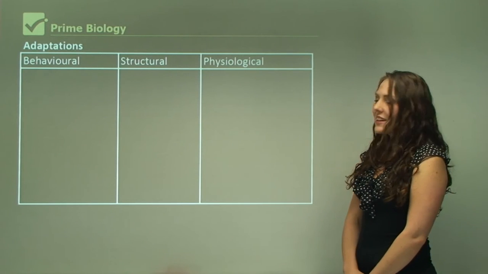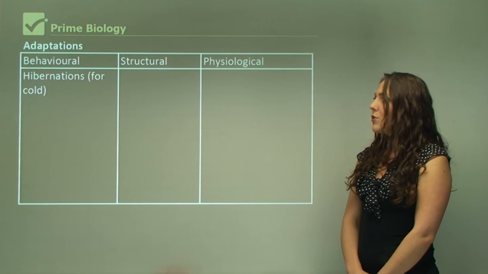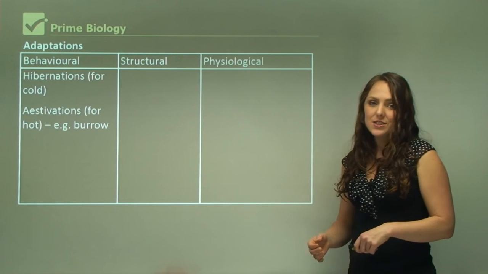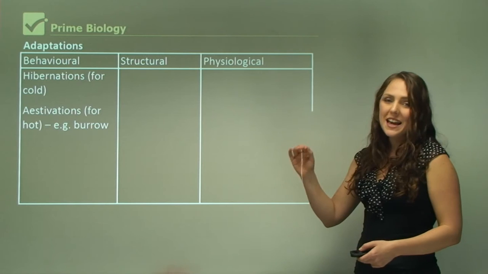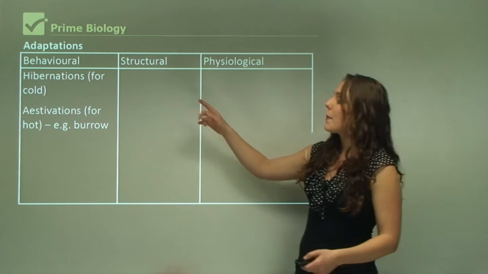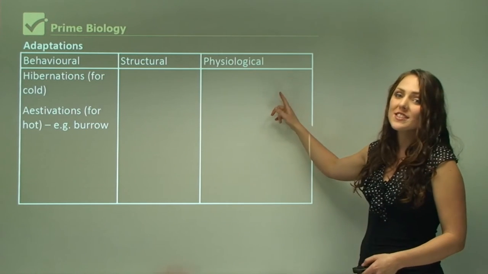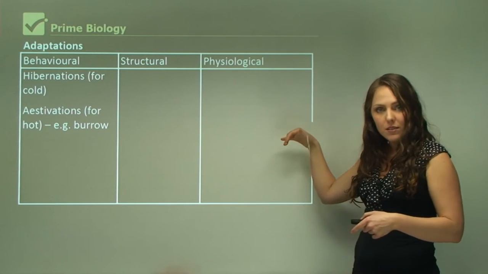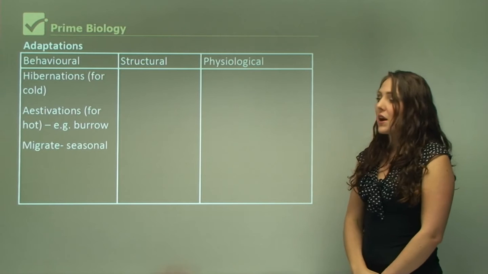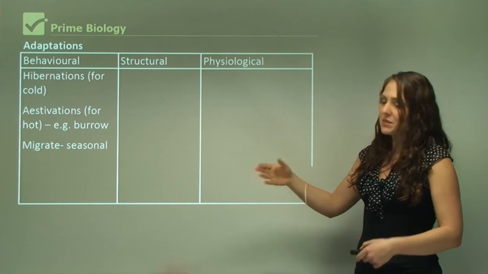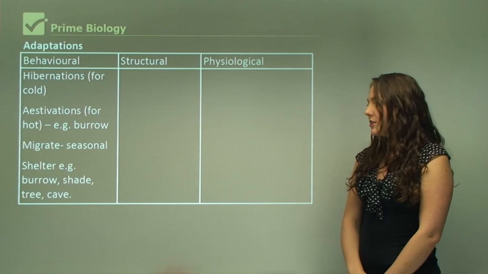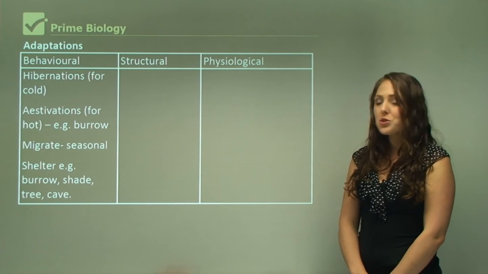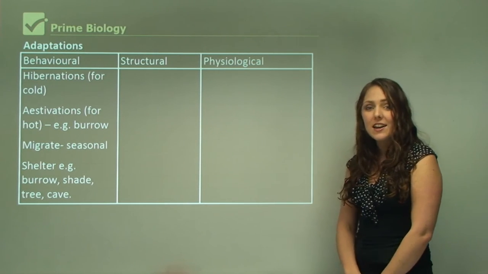Okay, let's look at some behavioral. So we've got hibernation for cold. There's estivation for hot. So these are behavioral adaptations, although hibernation and estivation are also physiological. So sometimes it can actually be linked and can be more than one. Migration, which is seasonal, and that's behavioral. Shelter, for example, they might burrow or seek shade or go to a tree or even find a cave.